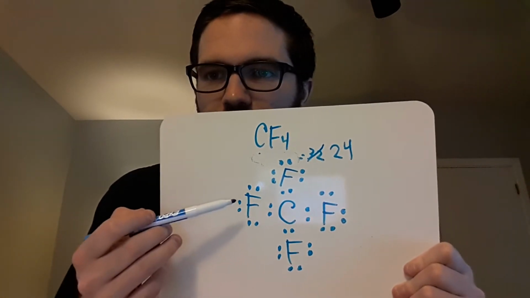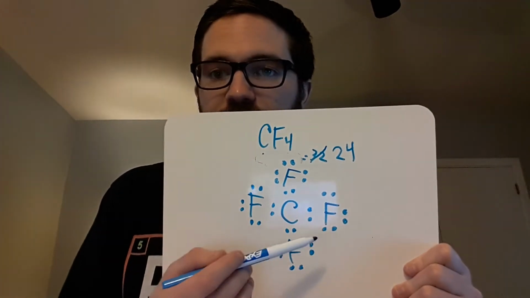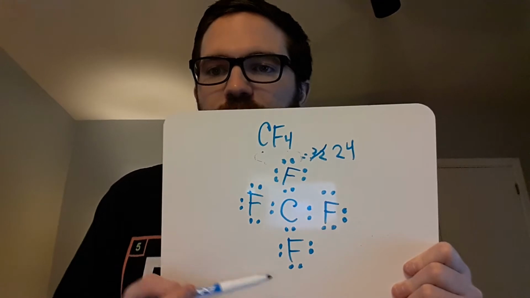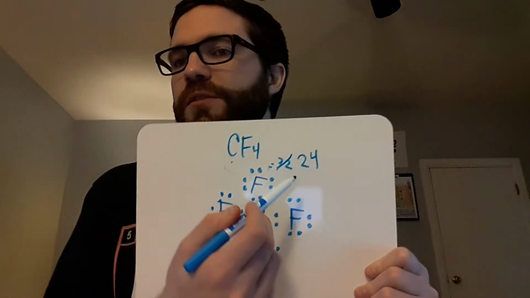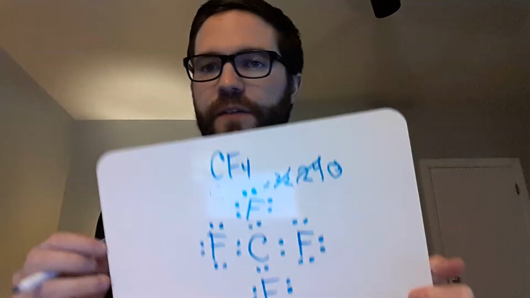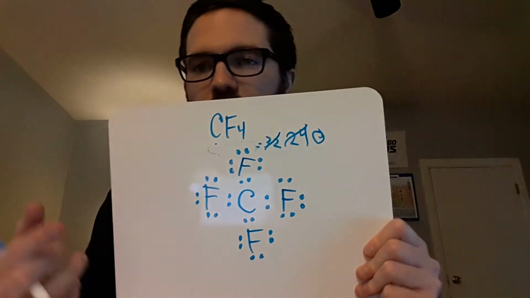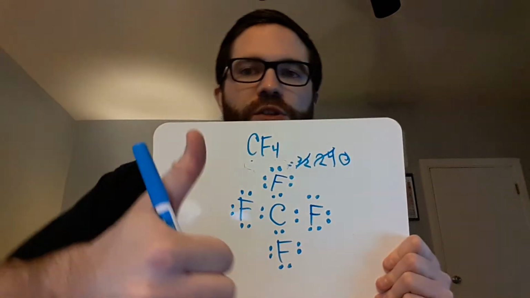So 1, 2, 3, 4, 5, 6, 7, 8, 9, 10, 11, 12, 13, 14, 15, 16, 17, 18, 19, 20, 21, 22, 23, 24. I just added 24 electrons. Did I have 24 electrons to add? Yes. Exactly that many. So now I have a big 0 left. Okay. Each fluorine is happy, each carbon is happy. So this structure is good to go.